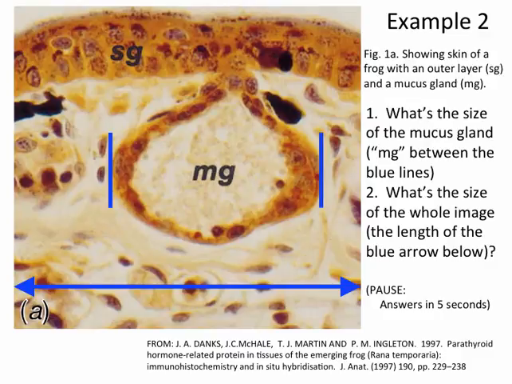Example 2 shows the skin of a frog with the outer layer up at the top labeled SG, and in the middle is a mucus gland, MG. This is what secretes the slime. So what's the size of the mucus gland between the two blue lines? And a second question, what's the size of the whole image, the length of the blue arrow at the bottom?